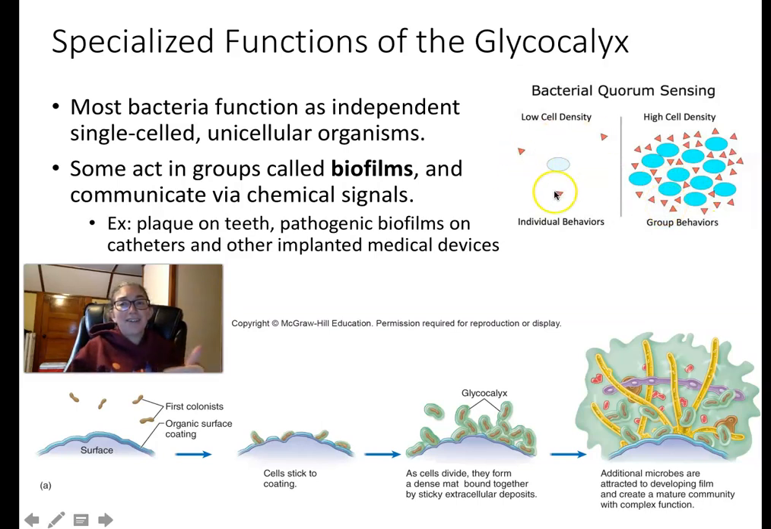So in this single bacteria here, when there's not a lot around, it's light blue, right? But then when there's a lot of them around, they turn bright blue. They start producing different proteins. One of those things that they can start producing is a glycocalyx.